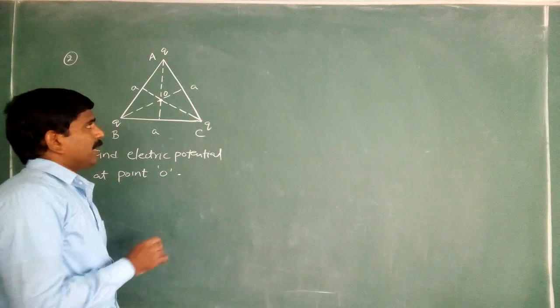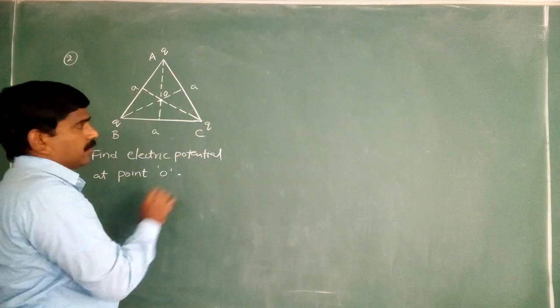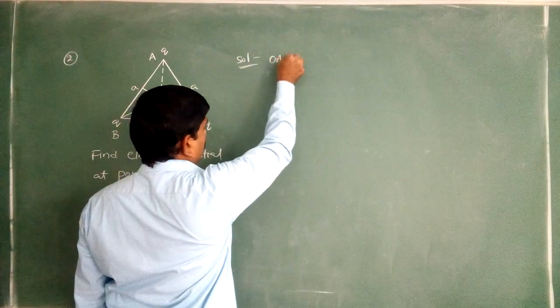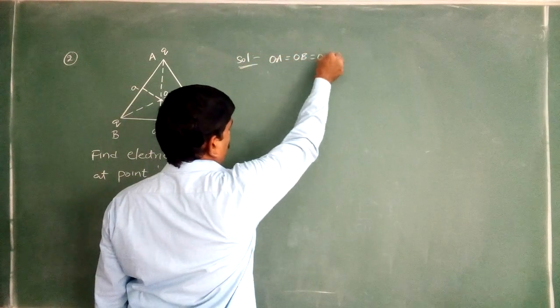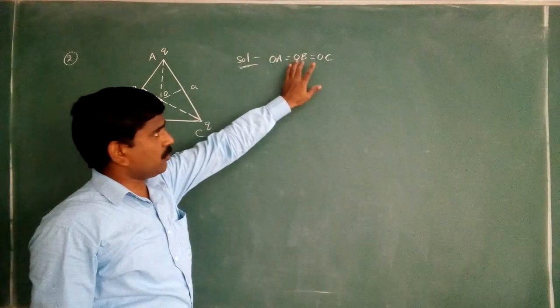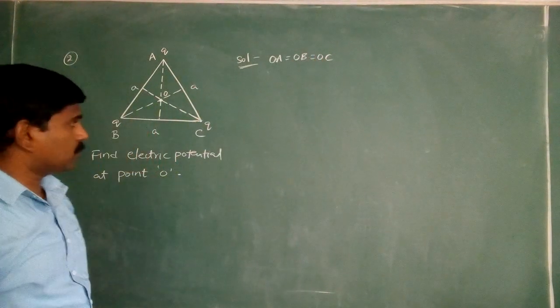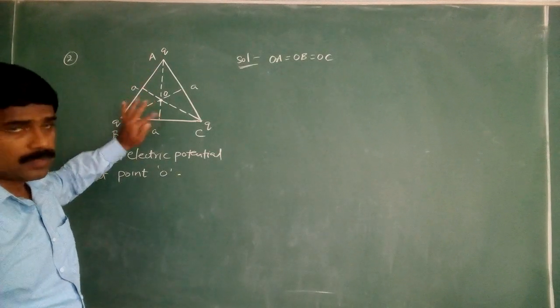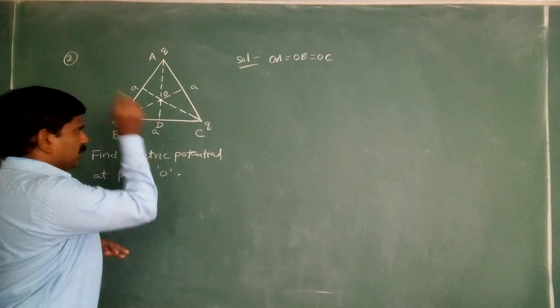But first, observe what this OA length is. OA is equal to how much? OA must be equal to OB, which is also equal to OC. First we will find the median. We take this point as D.